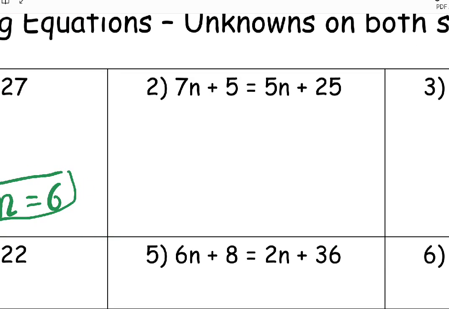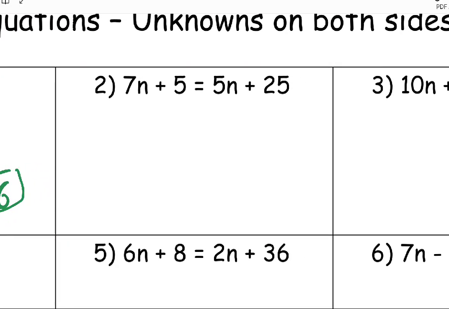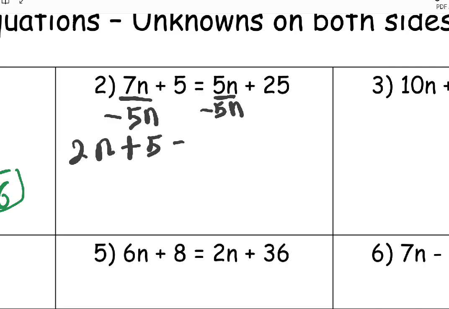Moving to the other equation, again, I'm isolating n. So I want to keep n alone. So I have 7n and 5n. I'll move the smaller n to the biggest one, so minus 5n. That will give me 2n plus 5 equals 25.